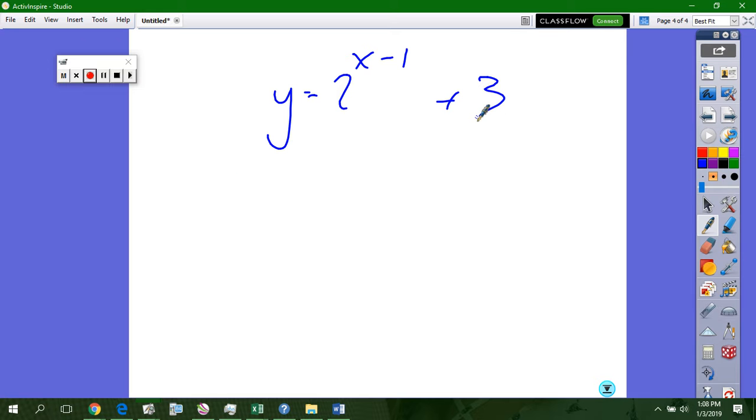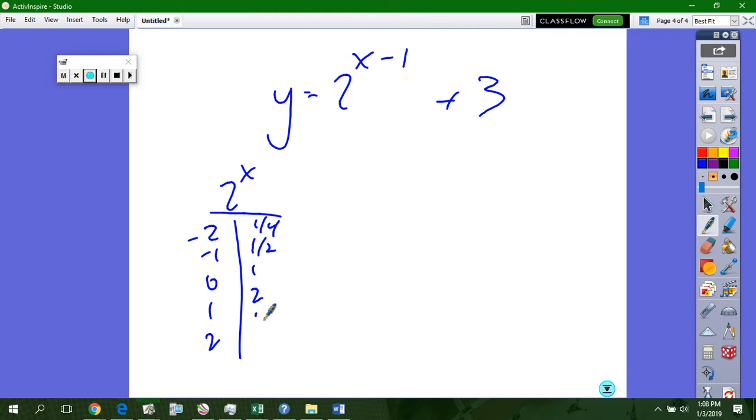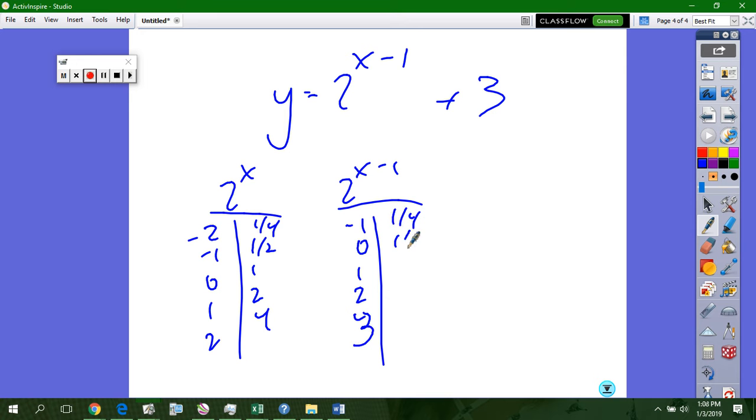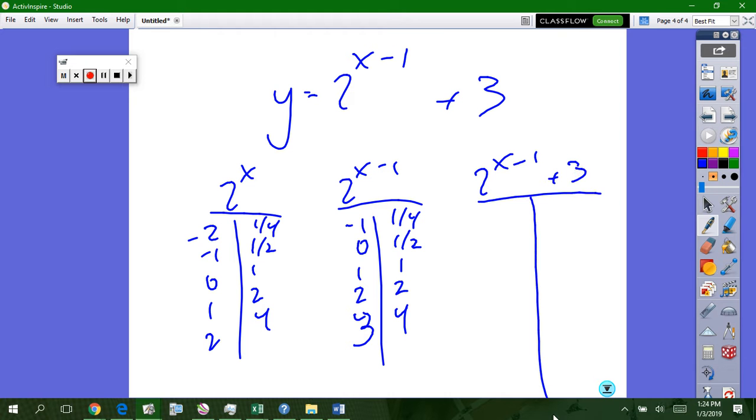Okay, quickly I'm going to show you how I do this. Remember, I do my Fab 5, and then this would be a fourth, a half, 1, 2, 4. And then remember, I do this. What does that do? It shifts to the right one, so it's negative 1, 0, 1, 2, 3, which is a fourth, a half, 1, 2, 4. What does the 3 do? Up 3. So that would take our y values up. Once again, is that anything different than what we studied? Just a different parent function.